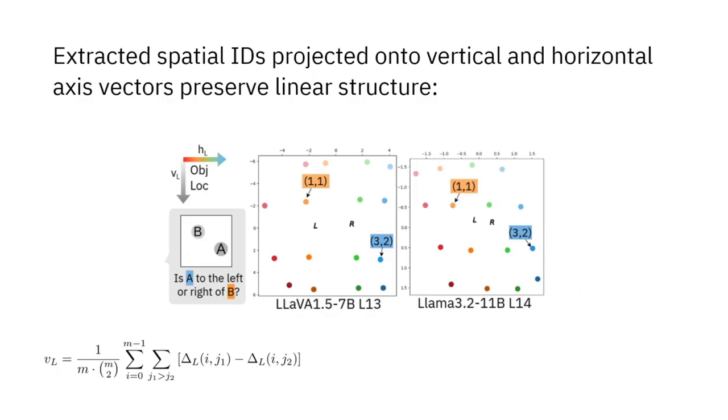Now these extracted IDs can be projected onto a shared spatial coordinate axis. We see spatial IDs for LLaVA and Llama here, for example, and they exhibit a clear organization by spatial coordinates.